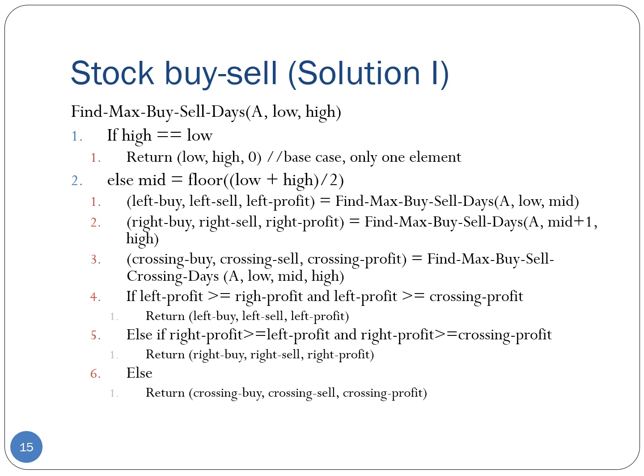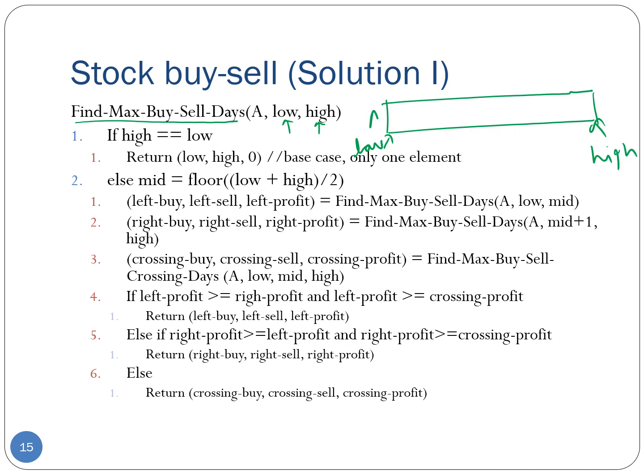Essentially this is the function find max buy sell days. It takes three parameters: the array A, and the low index and the high index of the array, as we have seen. So this is our array, this is the low index, this is the high index. Now the base case here is that there is only one element. If high is equal to low, there is only one day, and if there is one day, you cannot make any profit by buying and selling, so you simply return the low, the high, and the profit will be zero for buying and selling on the same day.